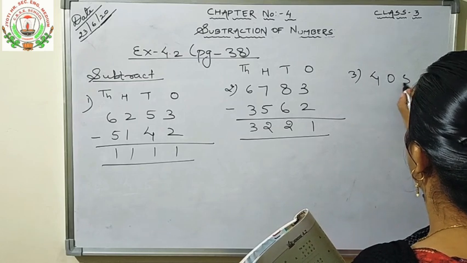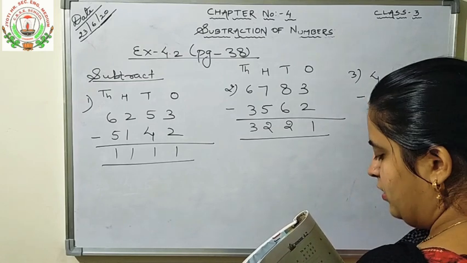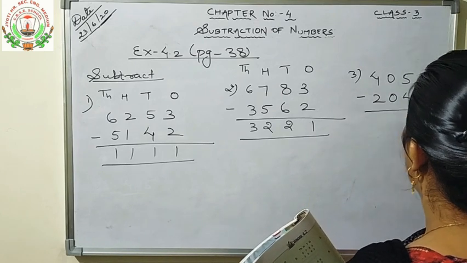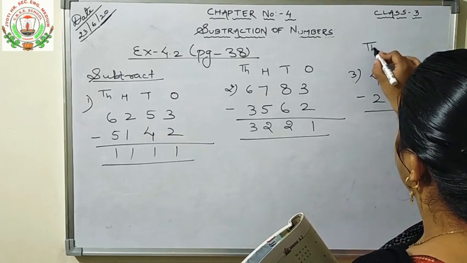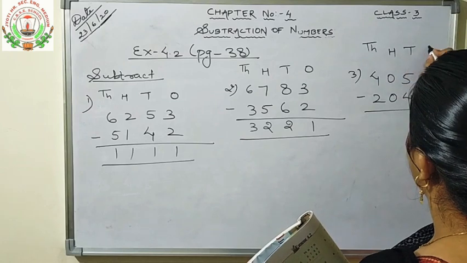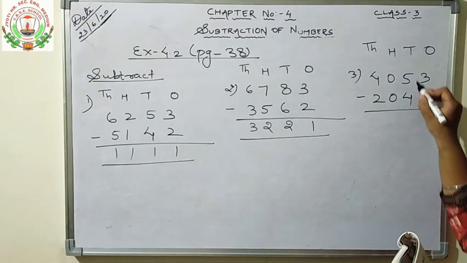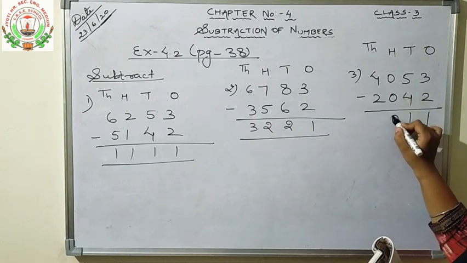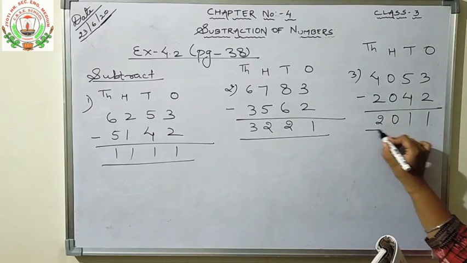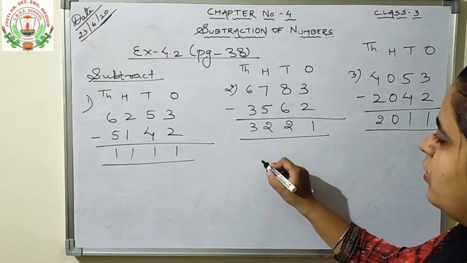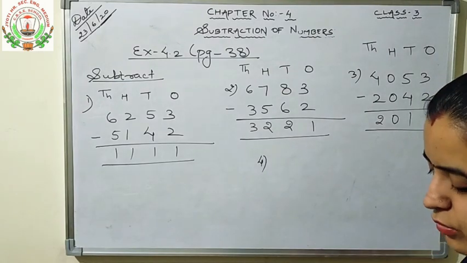Thousands, hundreds, tens, ones. Now we will subtract. Okay, 3 minus 2 is 1, 5 minus 4 is 1, 0 minus 0 is 0, 4 minus 2 is 2. Like this way you will solve the exercise book work. Okay, in this way you have to subtract the questions. Question number 4, let's see one or two more questions.